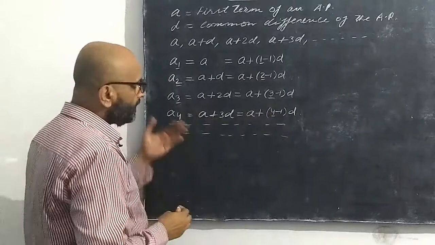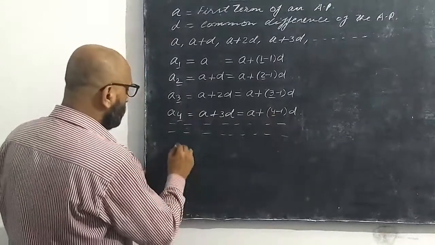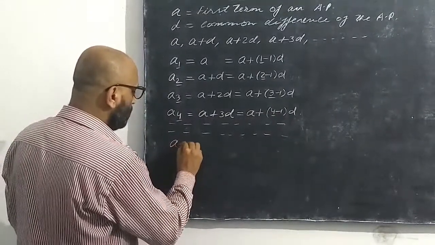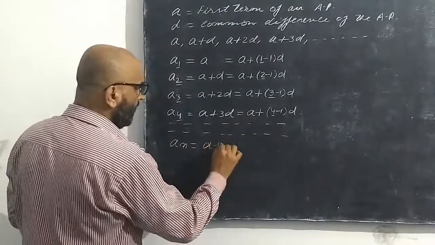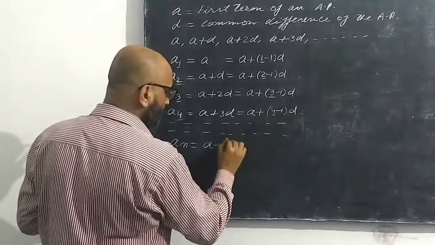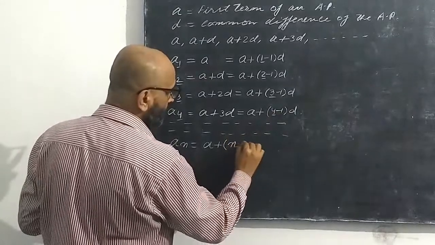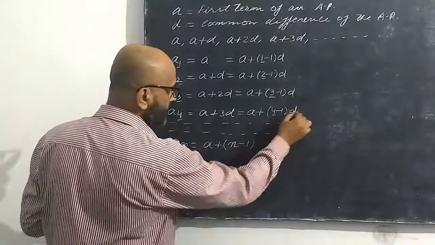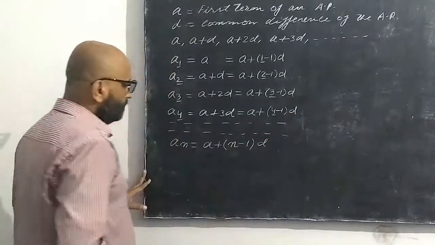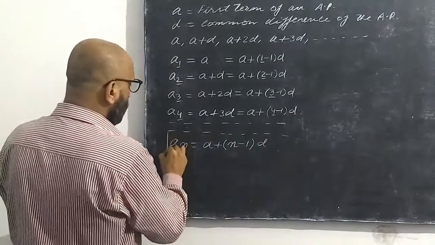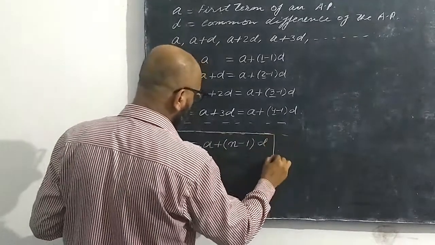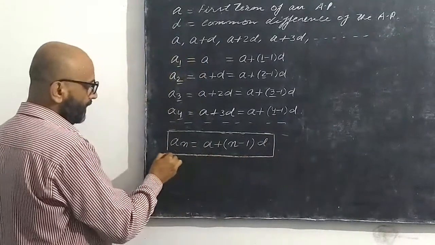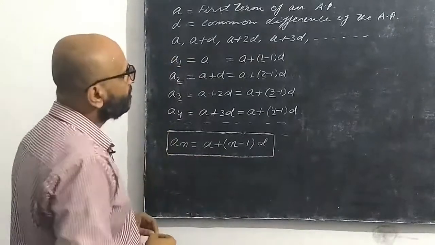So in this way we may take this analogy and we may write its nth term. So nth term must have a plus as it is, and here it must have n minus 1 into d. So an, that is the nth term of an AP, is equal to a plus n minus 1 into d.